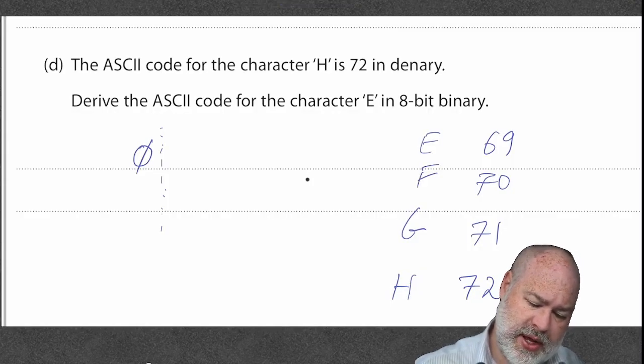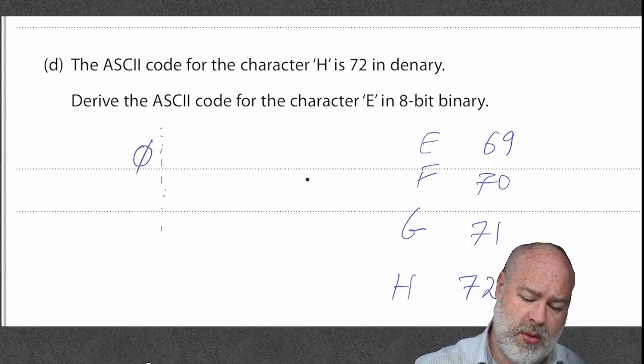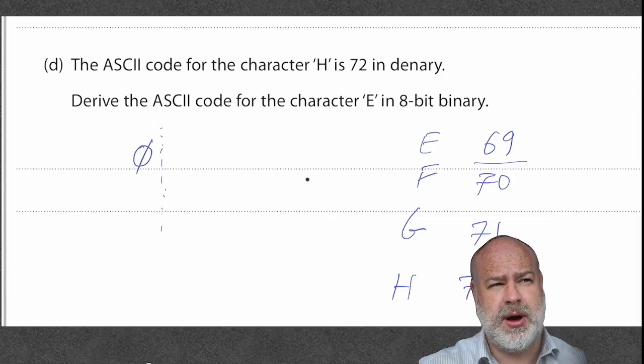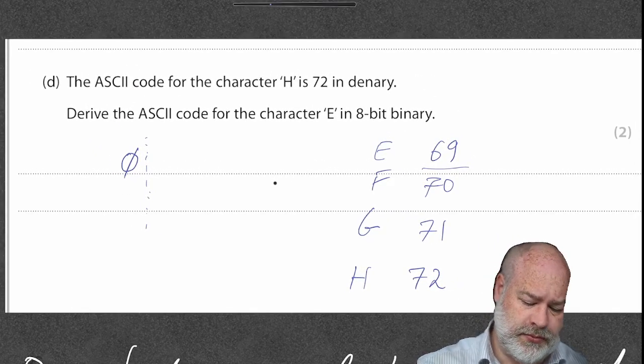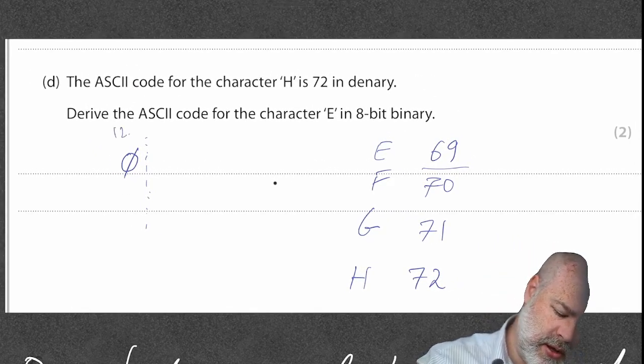Derive the ASCII code for the character. So we know now what the denary number would be for E, so we just need to now represent 69 in binary. So let's just put our values up here.